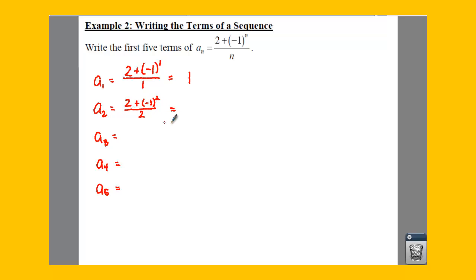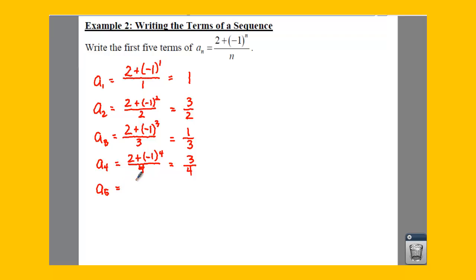2 plus -1 squared, well, that's 2 plus a 1, over 2, that's just 3 halves. If you plug in a 3, 2 plus -1 to the third, all over 3. So we get 2 plus -1 to the third. -1 to the third is -1. 2 plus a -1 is a 1 over 3. Plug in a 4, 2 plus -1 to the fourth, all over 4. That's going to give us a 3 over 4.